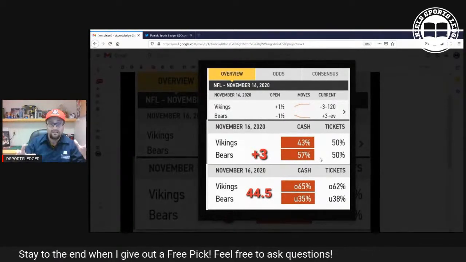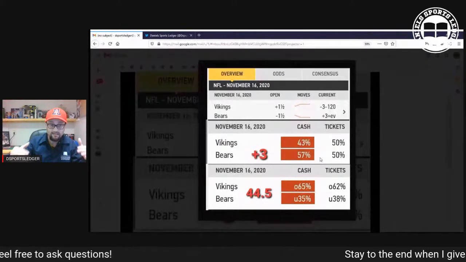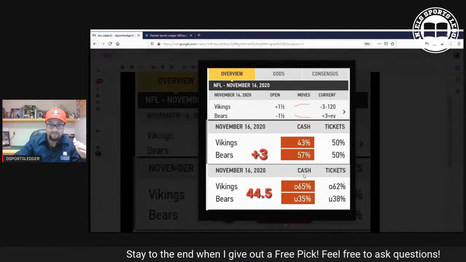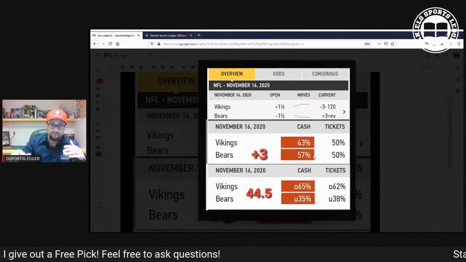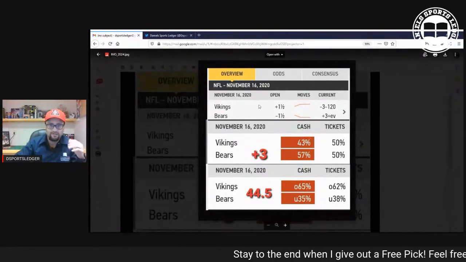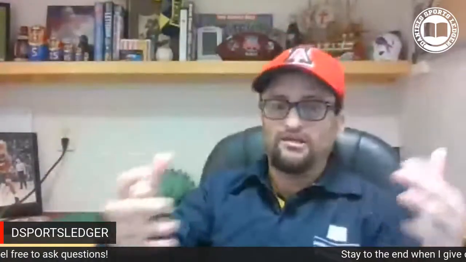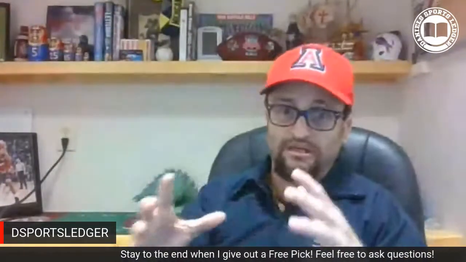So the idea there is that the sharp money is on the Bears +3. It's a perfect example because you've got 50-50 on tickets and most of the money on the Bears. So that's where the sharp money is. Very simple to understand. Now that you know what they're talking about when they say sharp money and public money, I'm just going to tell you guys a little bit about it.